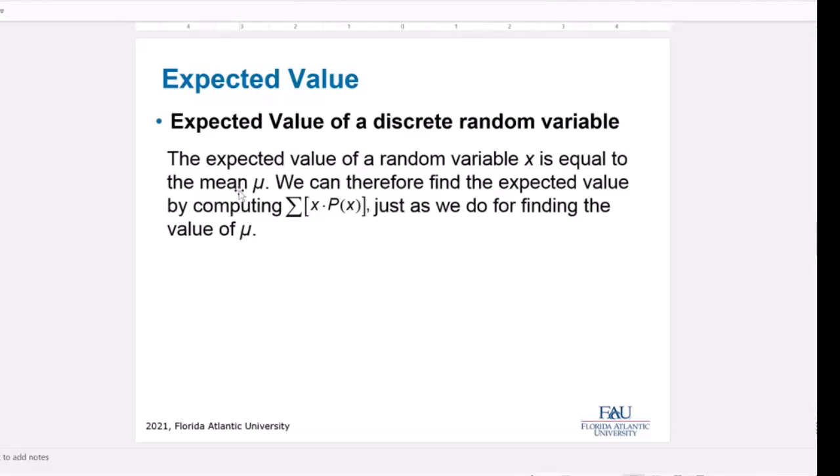Expected value, mean, same thing. We can therefore find the expected value by multiplying our x times the probability that our x occurred for each event, and then we add them together, which is what we did when we found mu.